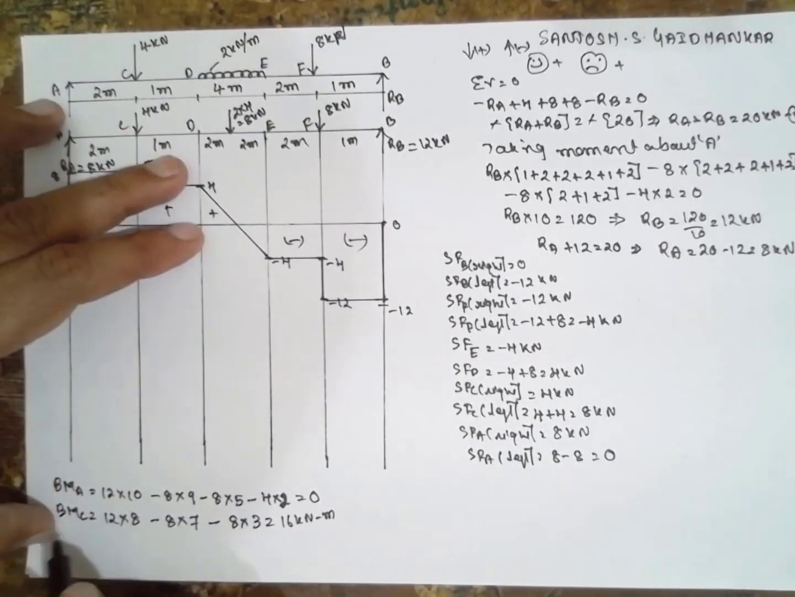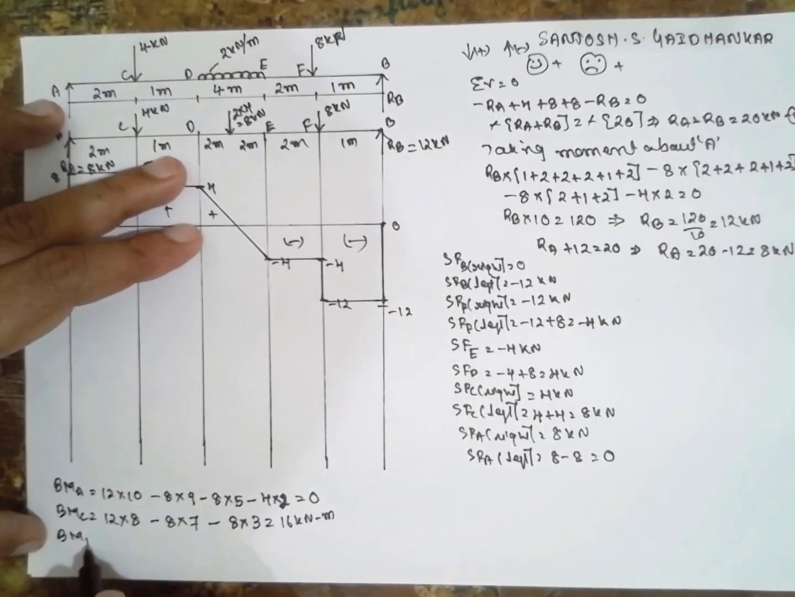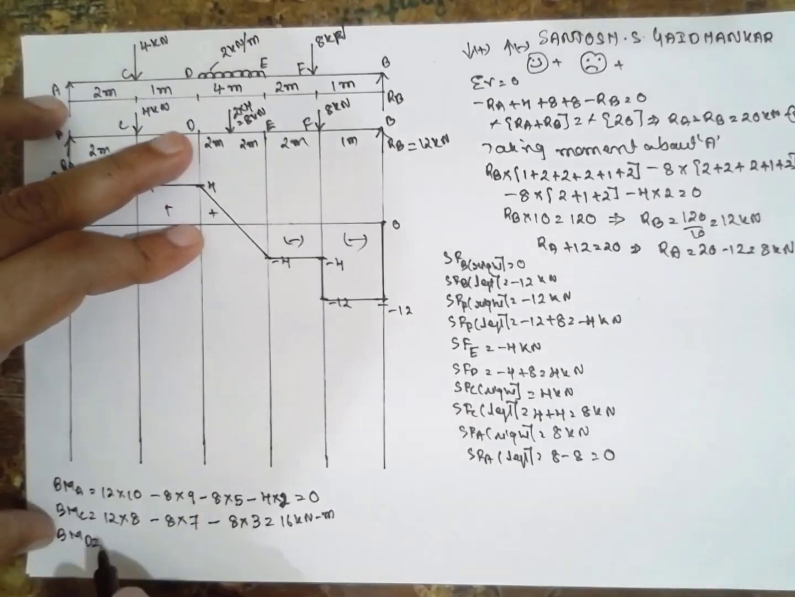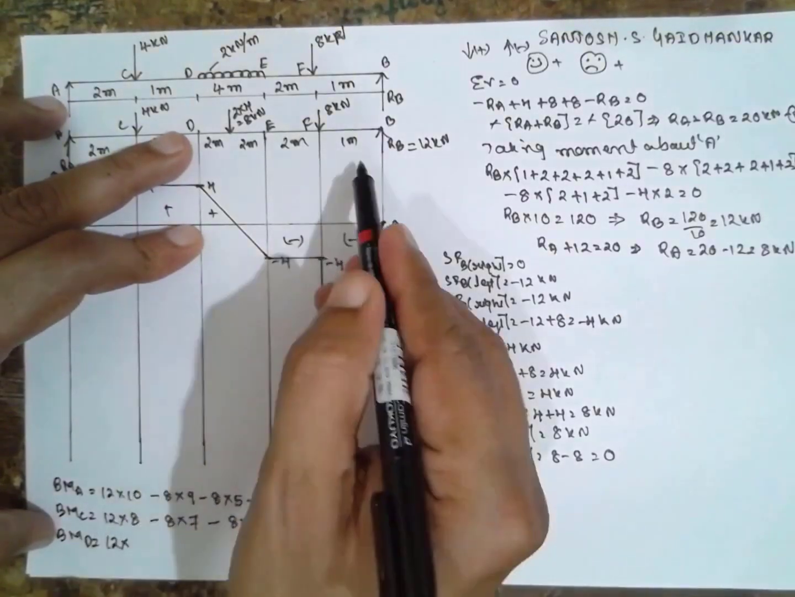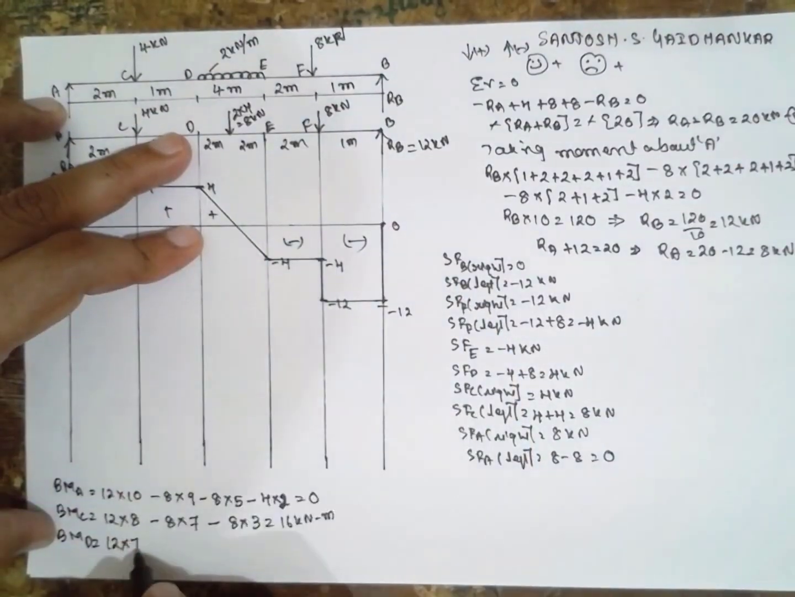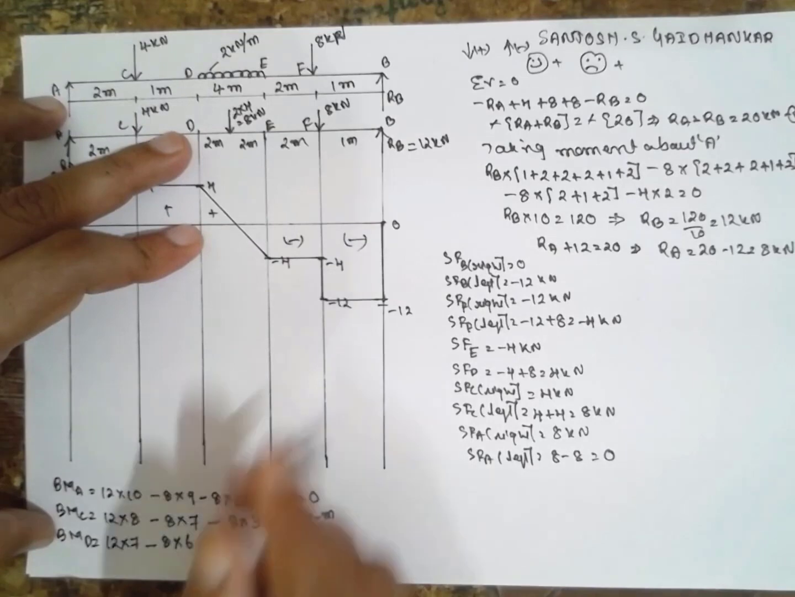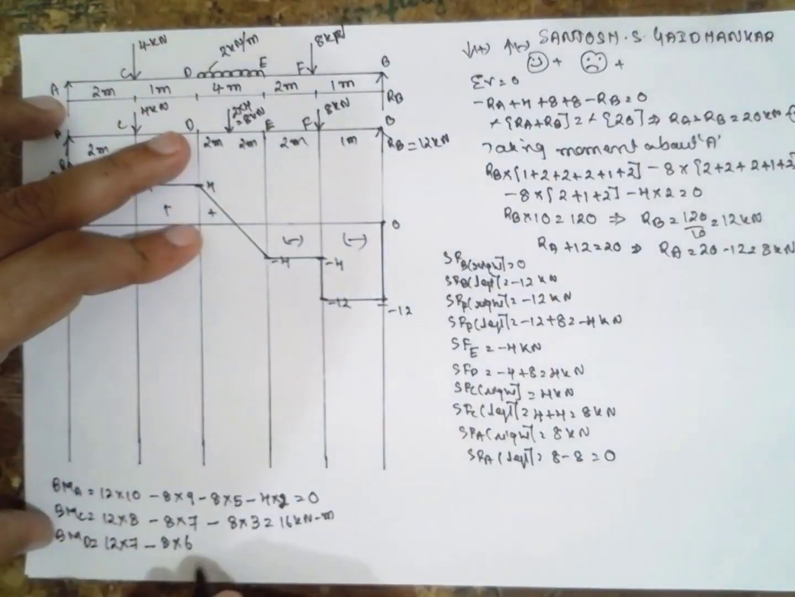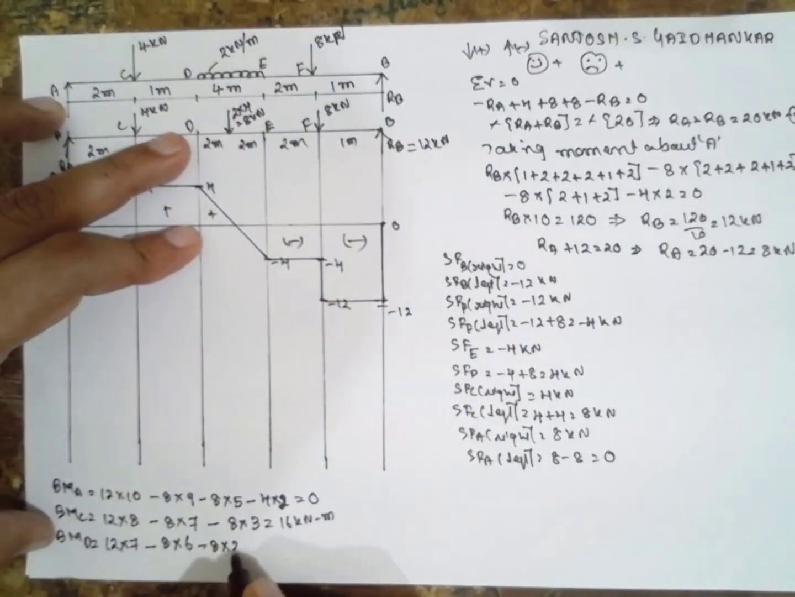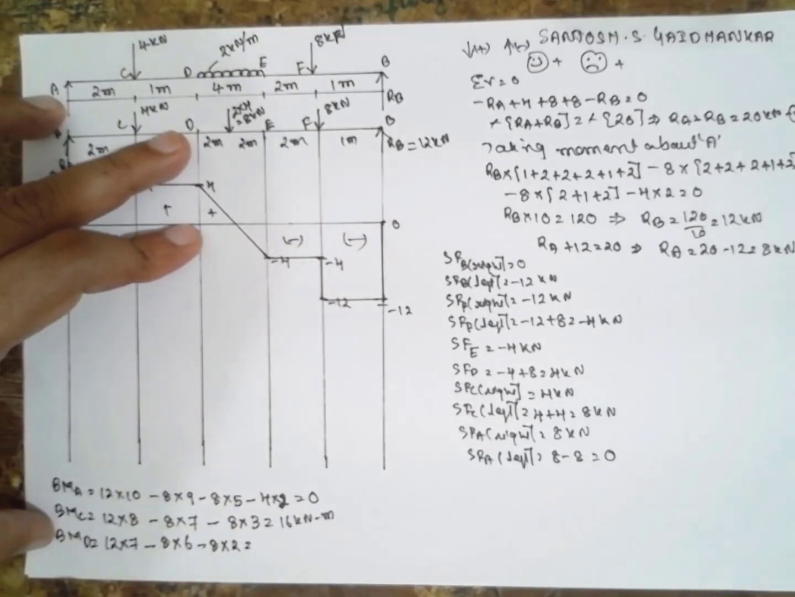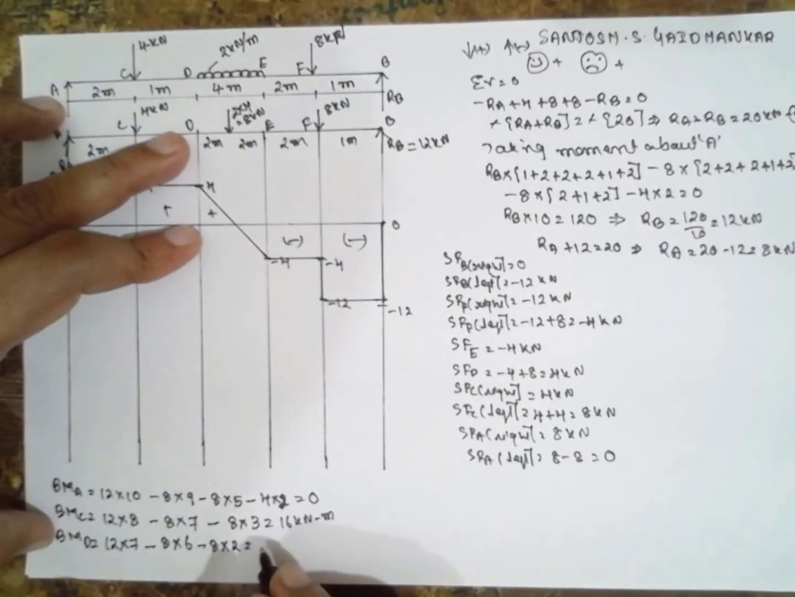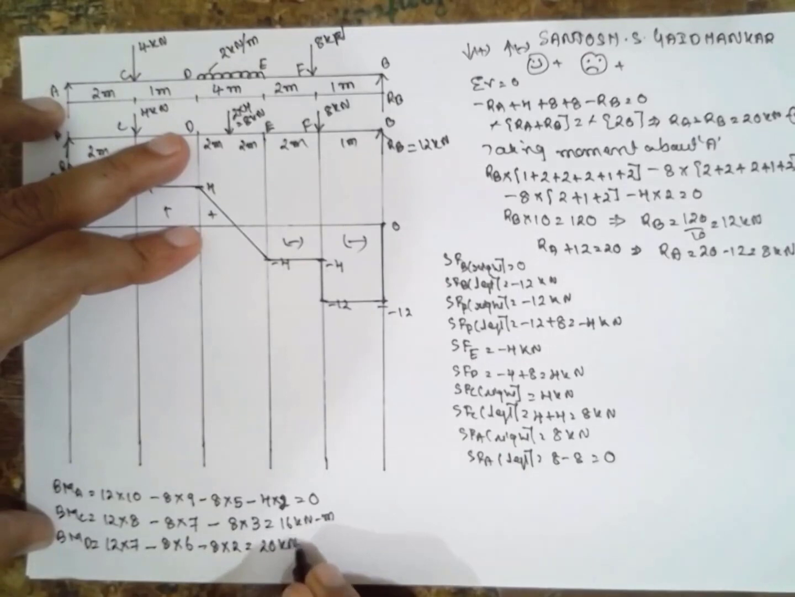Next, bending moment about D. 12 into distance, 7. Minus 8 into 6. Next, minus 8 into 2. Answer is 20 kilonewton meter.